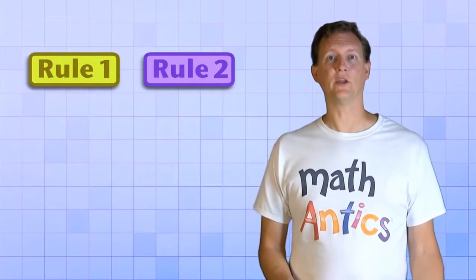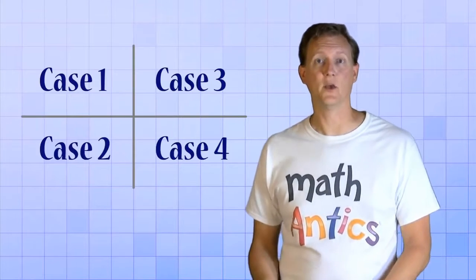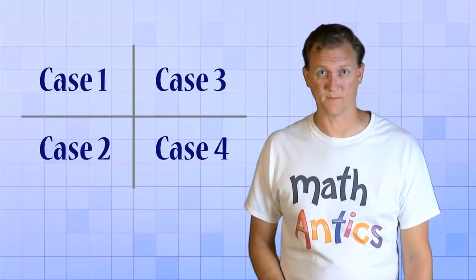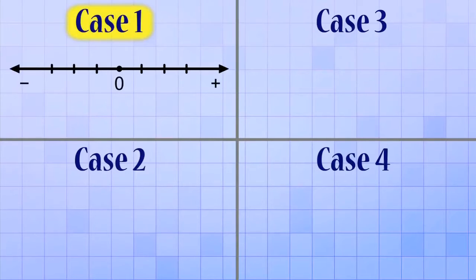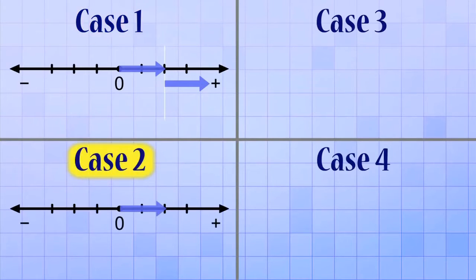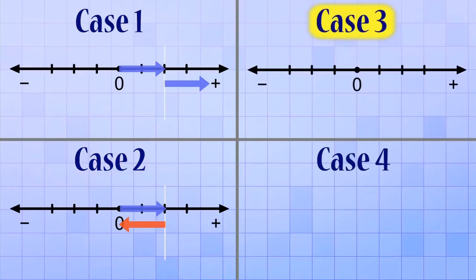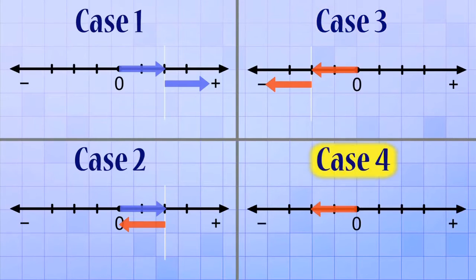All right, now that you know our 2 rules, I want to show you that there's really only 4 different types of problems, or 4 cases, when adding or subtracting integers. In case 1, you start with a positive number and you make it more positive. In case 2, you start with a positive number and you make it more negative. In case 3, you start with a negative number and you make it more negative. And in case 4, you start with a negative number and you make it more positive.